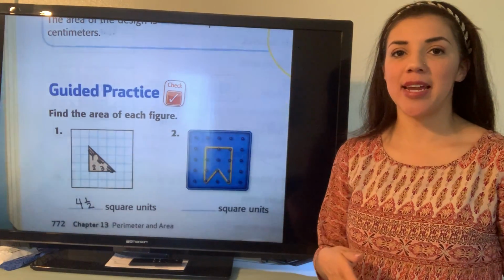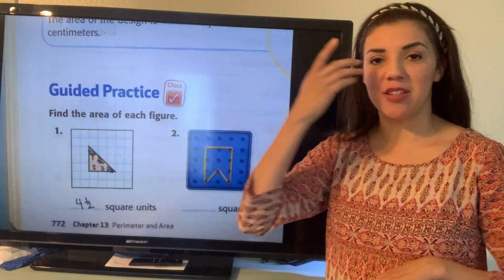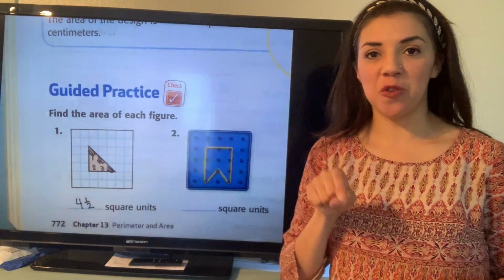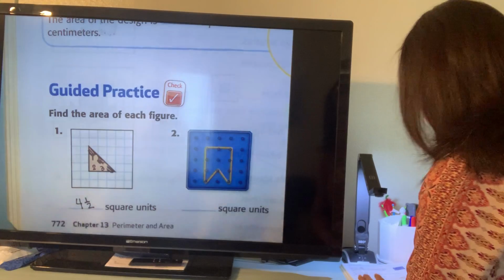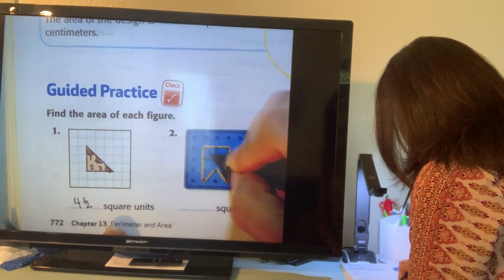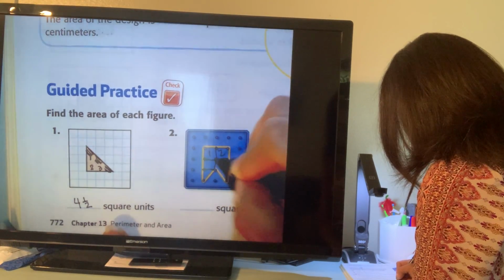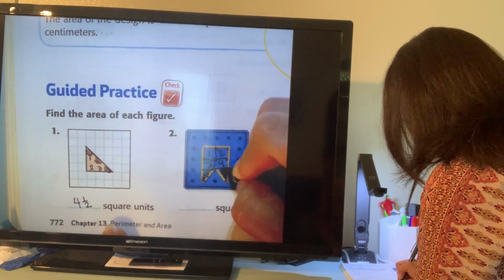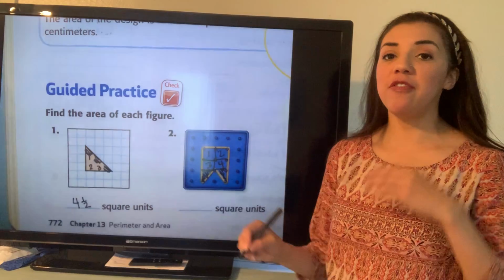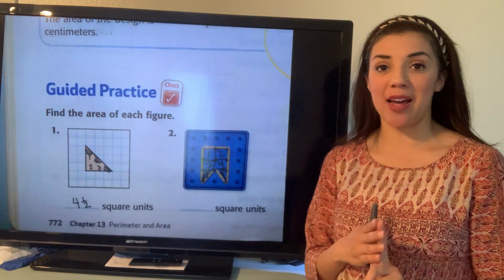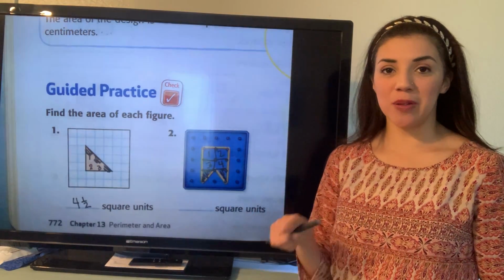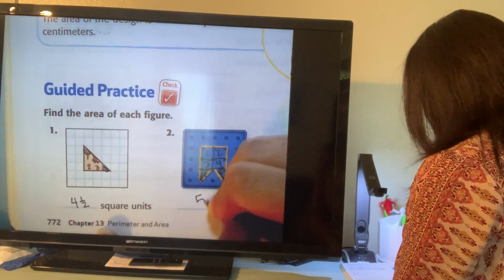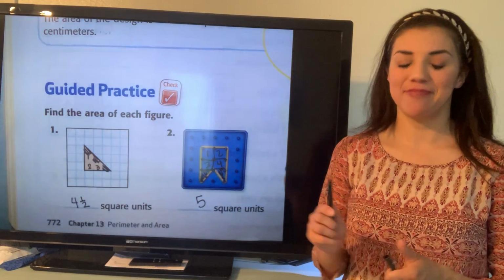Okay, now let's look at number 2. I'm going to do the same thing that I did in the example we just finished a couple minutes ago. I'm going to trace in my whole squares and just number those. So I have 1, 2, 3, 4, and 1/2, 1/2. So I have 4 wholes and 2 halves. I know that 2 halves equals 1 whole. So this will be 5 square units.